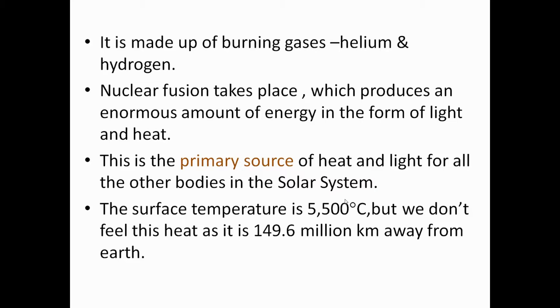And we know that the sun is a large ball of burning gas. So what type of gases are present there? It contains helium and hydrogen gas. And because of this helium and hydrogen, a chemical reaction takes place, which is known as nuclear fusion. And because of this nuclear fusion, a large amount of energy in the form of heat and light is produced. And this heat and light is the primary source of heat for all the other bodies in the solar system.